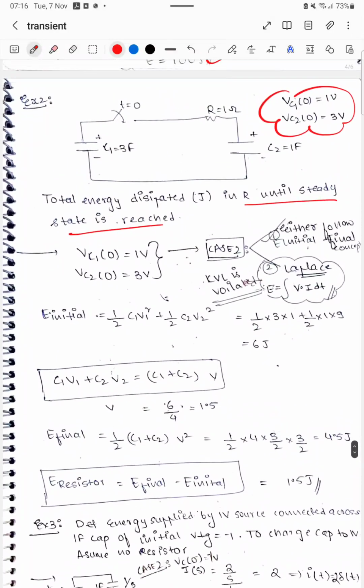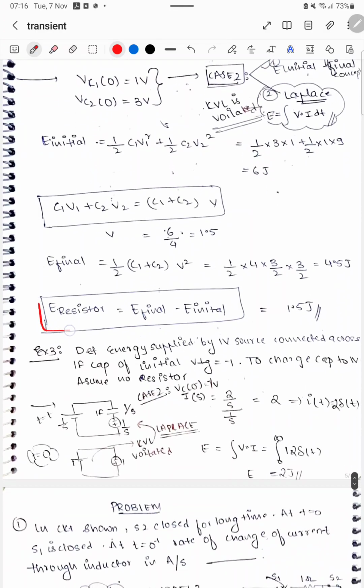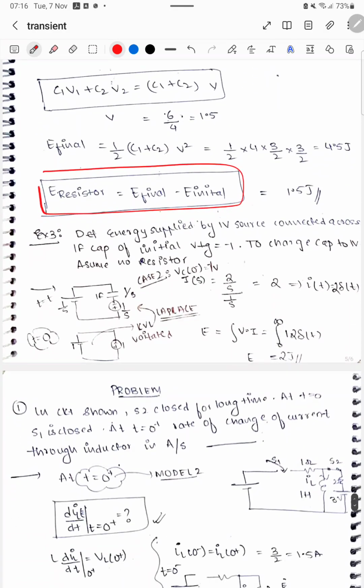Here there is no KVL violation. In this case we find the initial half CV1 square plus half CV2 square, then the final half CV square, and then we subtract and get the energy across the resistor. Now determine the energy supplied by a 1 volt source connected across a capacitor. Here definitely there is a KVL violation.